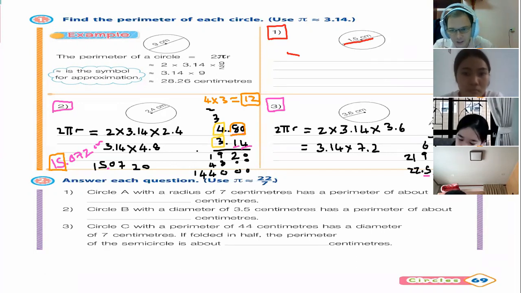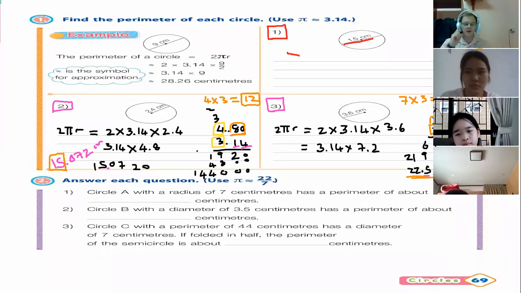And for this one over here, we have the 3 and the 7 whole numbers. Now what is 7 times 3? Equals 21. So our answer has to be more than 21. And our answer is 22.5. So now we know we did it correctly. Okay.